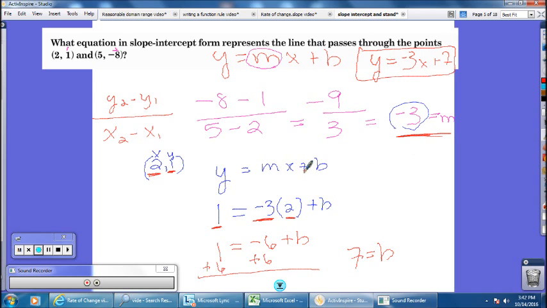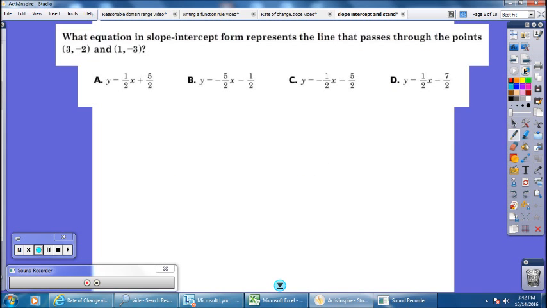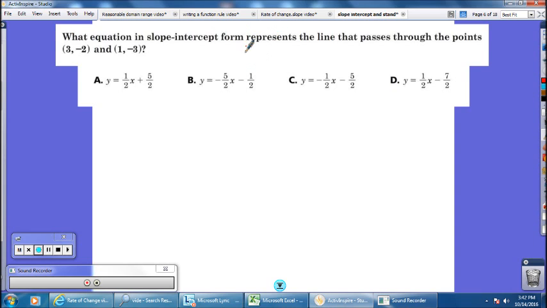Guys, rewind this. Look at it. You're going to be doing this a lot. Now you're going to have to do this one. What equation in slope-intercept form, y equals mx plus b, right? And it passes through the points.